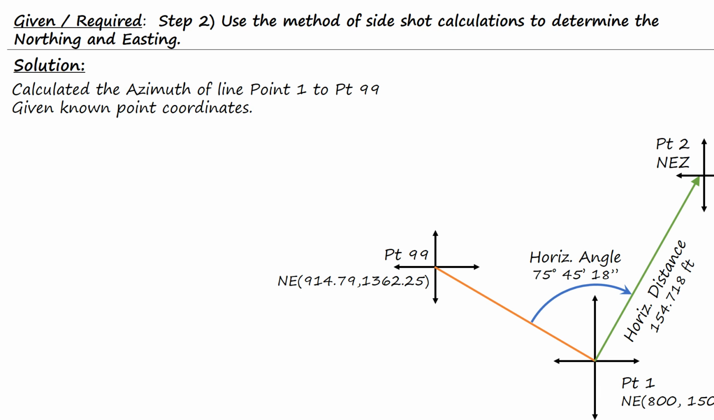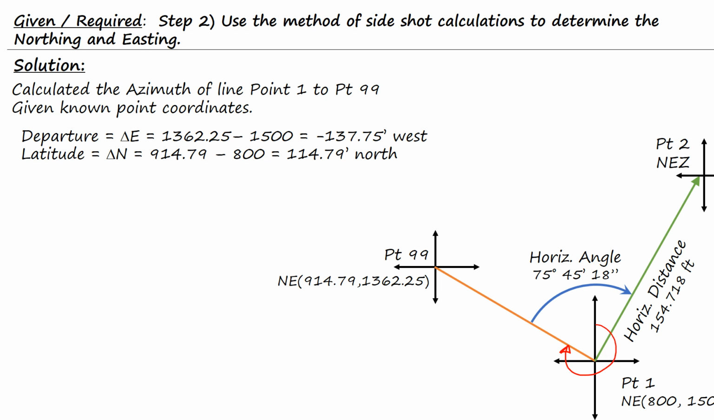So first things first, we need to calculate the azimuth from point 1 to point 99. So we need to calculate the azimuth from here to here. To do that, we've got two coordinate points, and we can solve for the azimuth. First, we'll have to solve for the change in the departure and the change in the latitude. When I say change in departure, it actually means am I going east or west, and the change in latitude, am I going north or south?